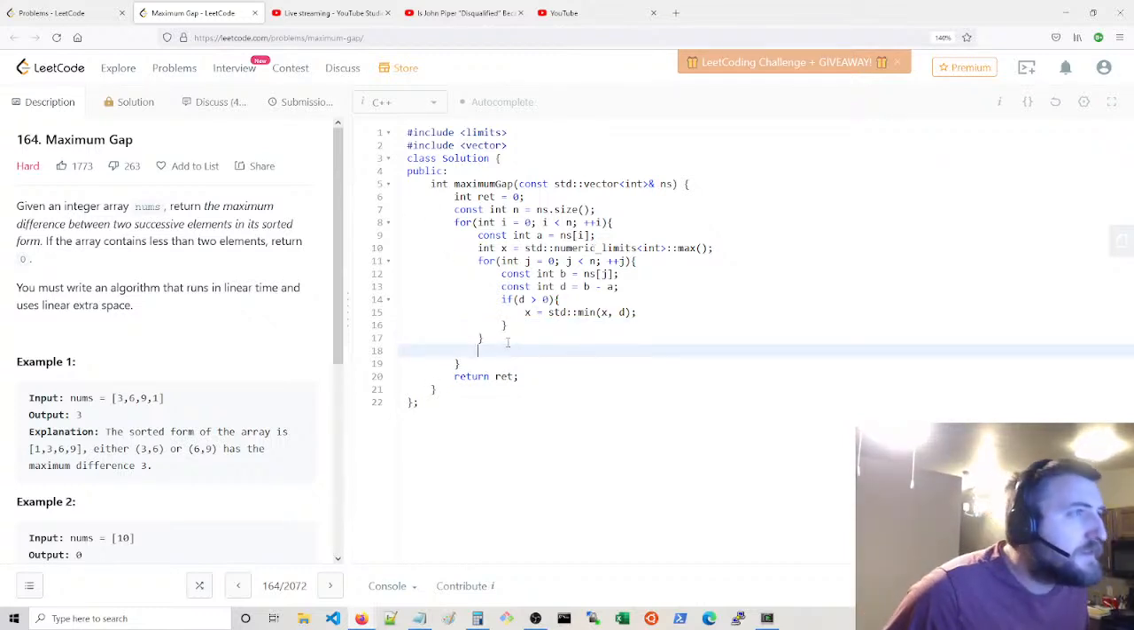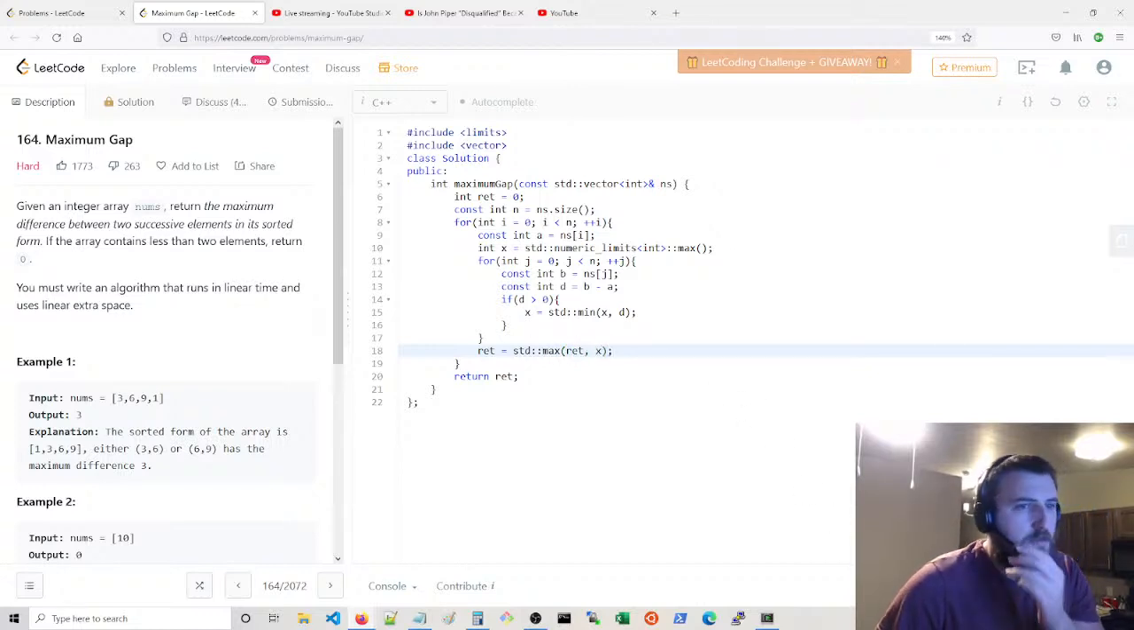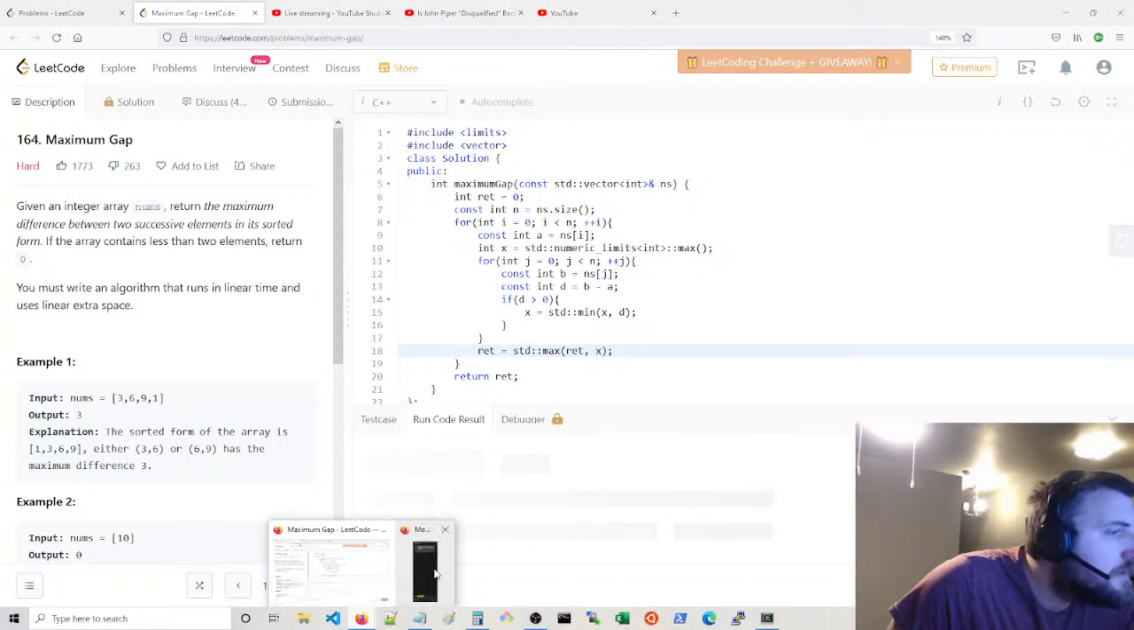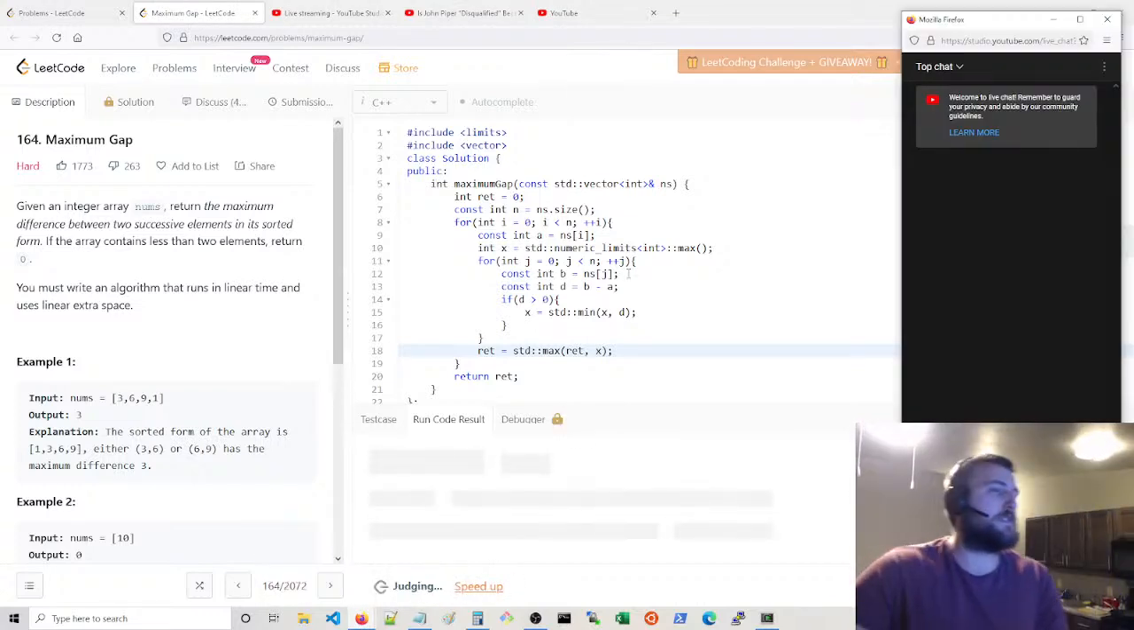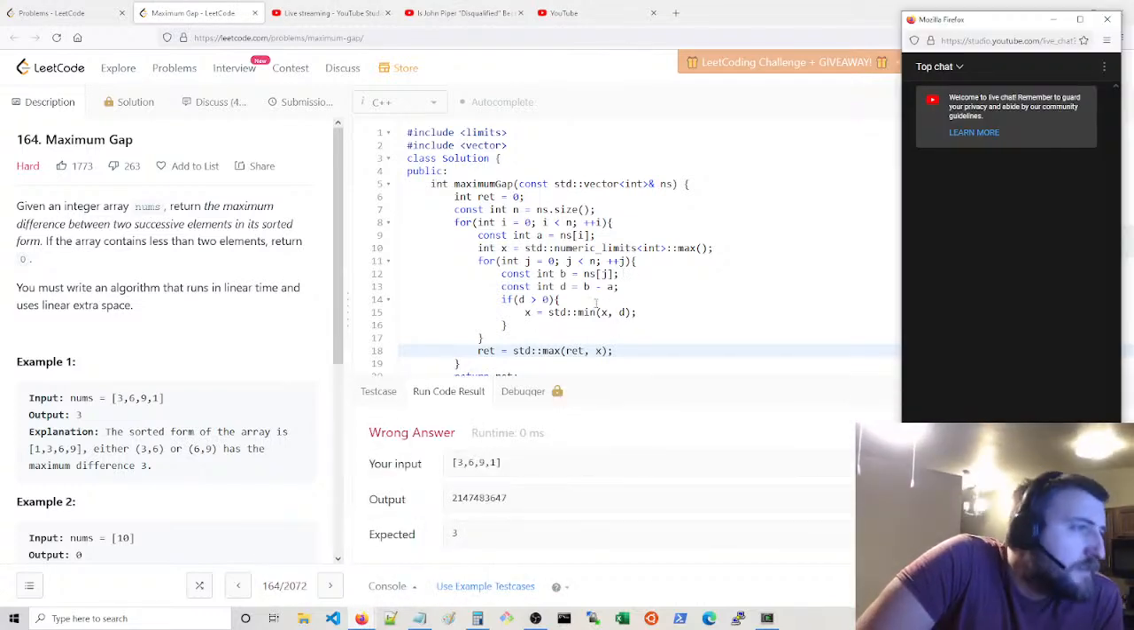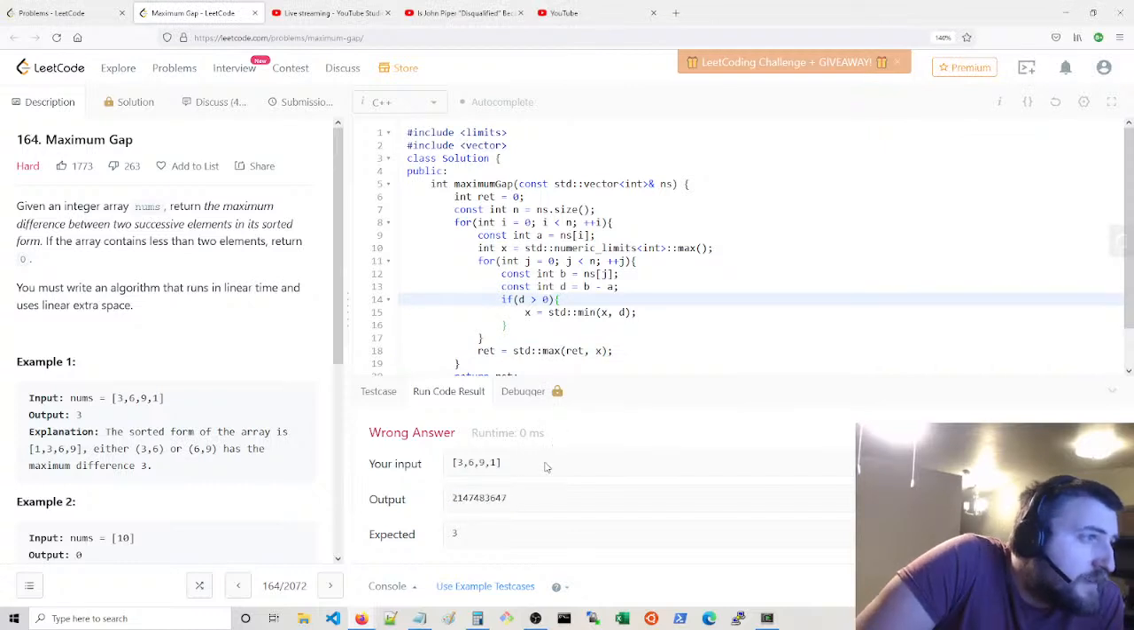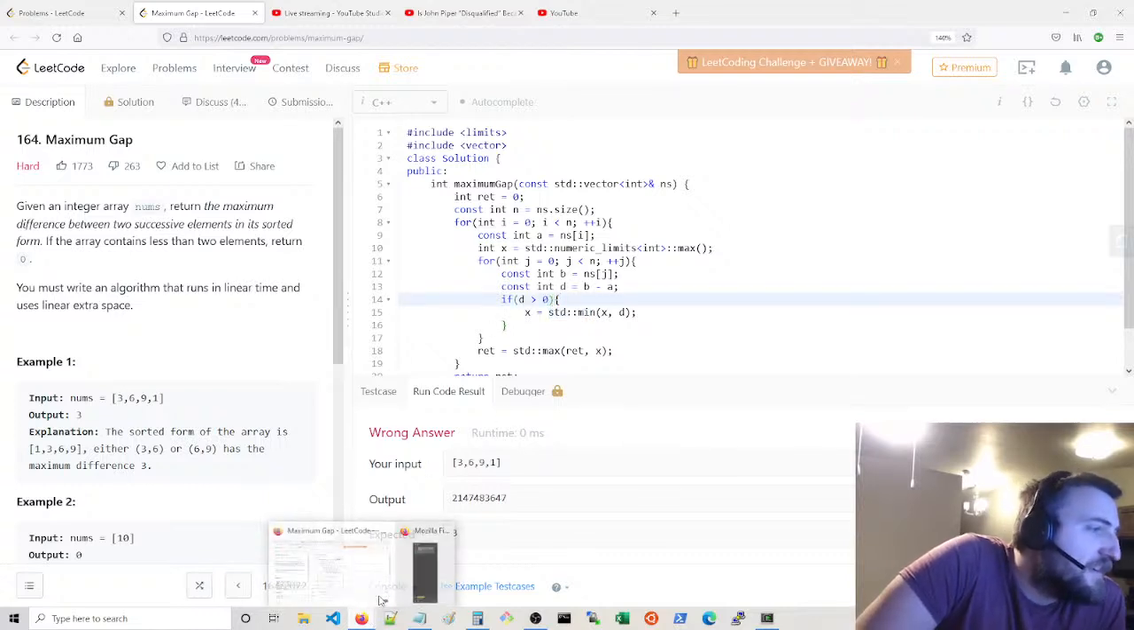Something as simple as this. This should give you the answer. Now we're thinking if there's a way to optimize this. Nice. Interesting. Oh, okay. I guess not.